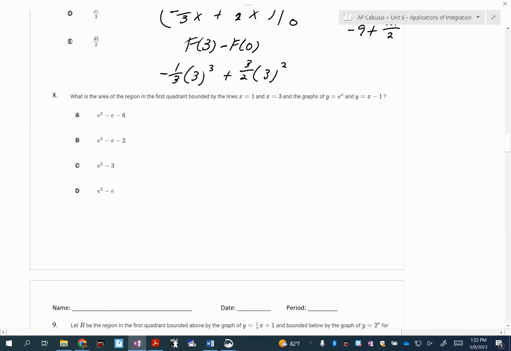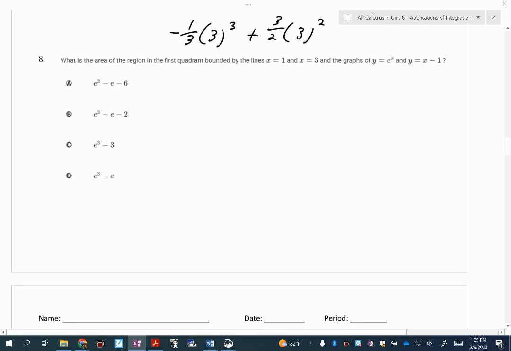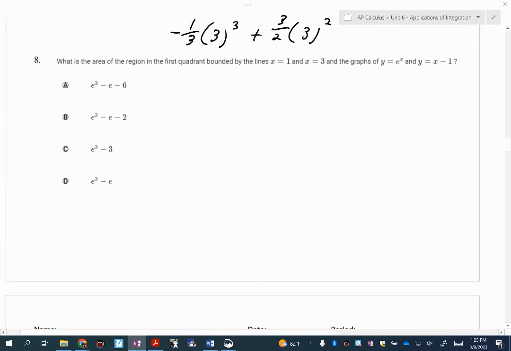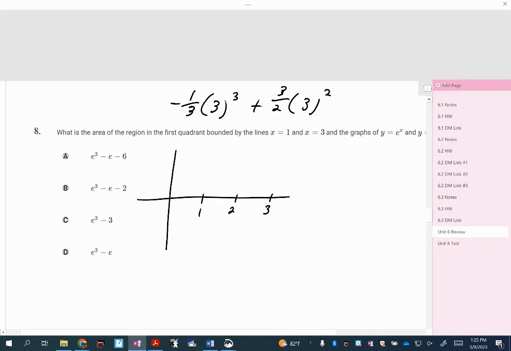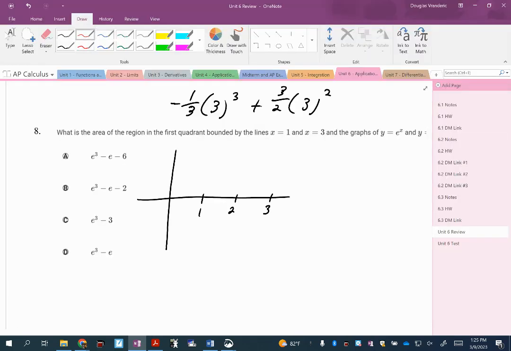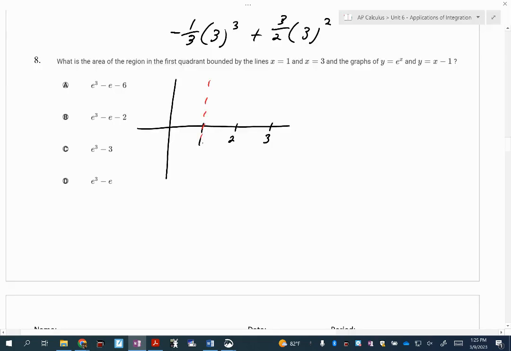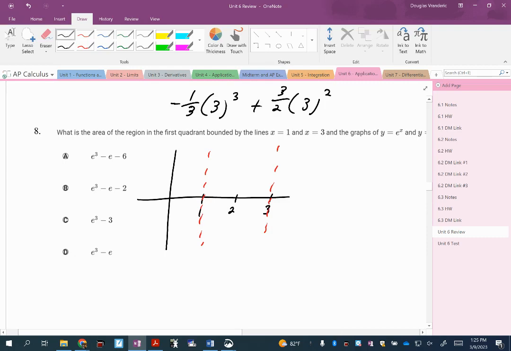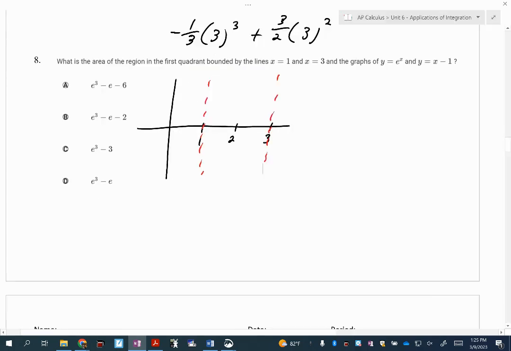All right, 2 more. So number 8. Number 8 says the region in the first quadrant bounded by the lines x equals 1. All right, so 1, 2, 3. So x equals 1 and x equals 3. So I'll put those down. Those are vertical lines at 1 and 3. And we need to plot our function e to the power of x. So that's going to be 0, 1, 1, e, and then it's going to just keep moving.